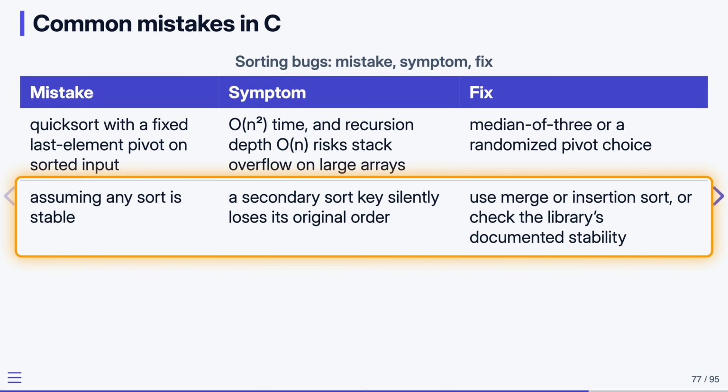The second mistake is assuming any sort is stable. The symptom is a secondary sort key that silently loses its original order. The fix is to use merge or insertion sort, or check the documented stability.